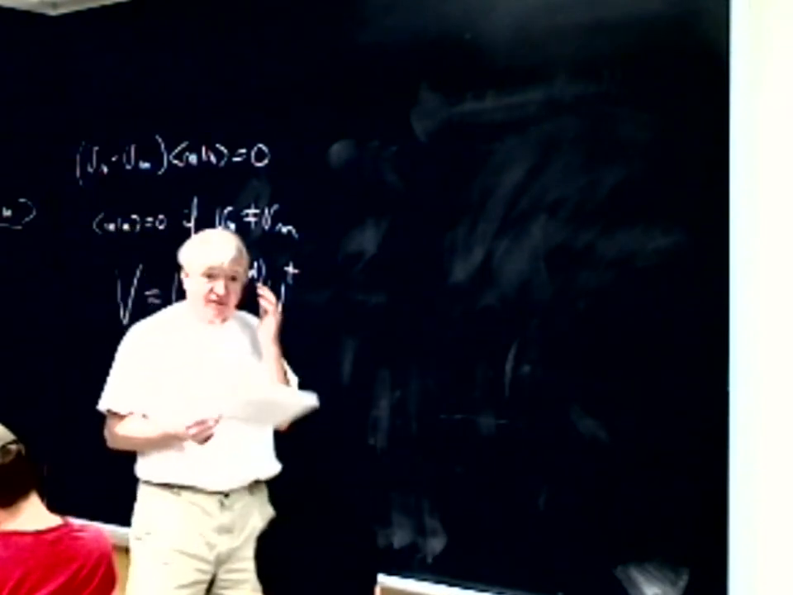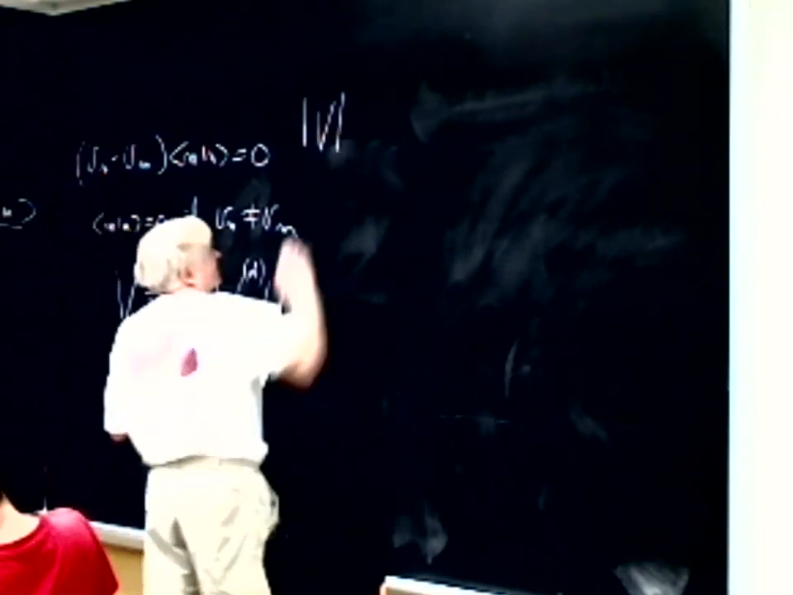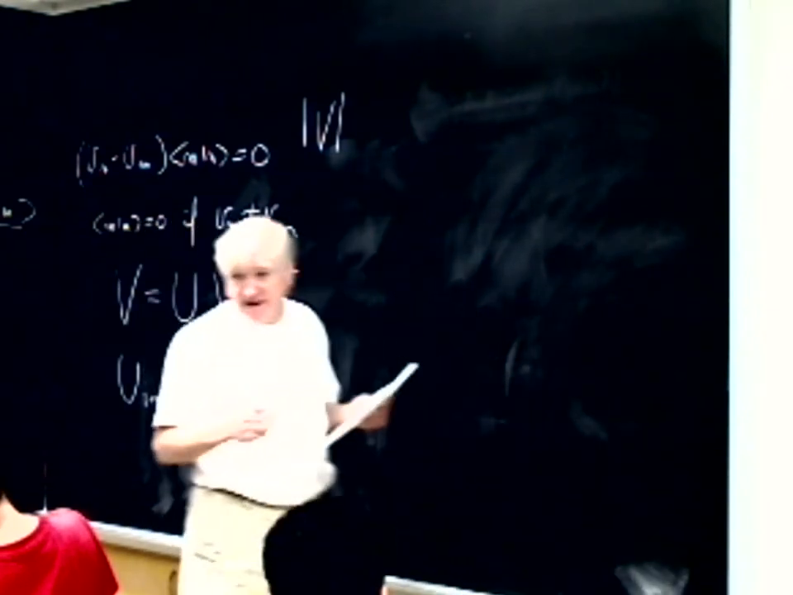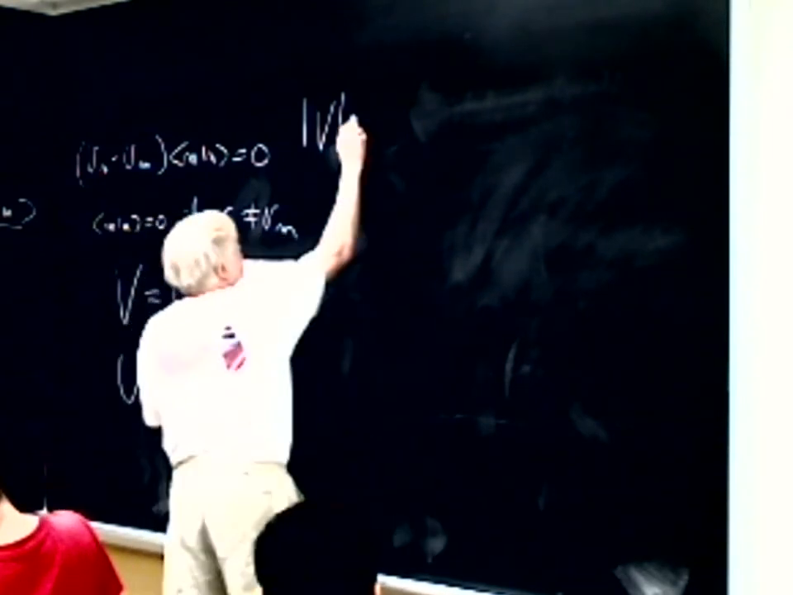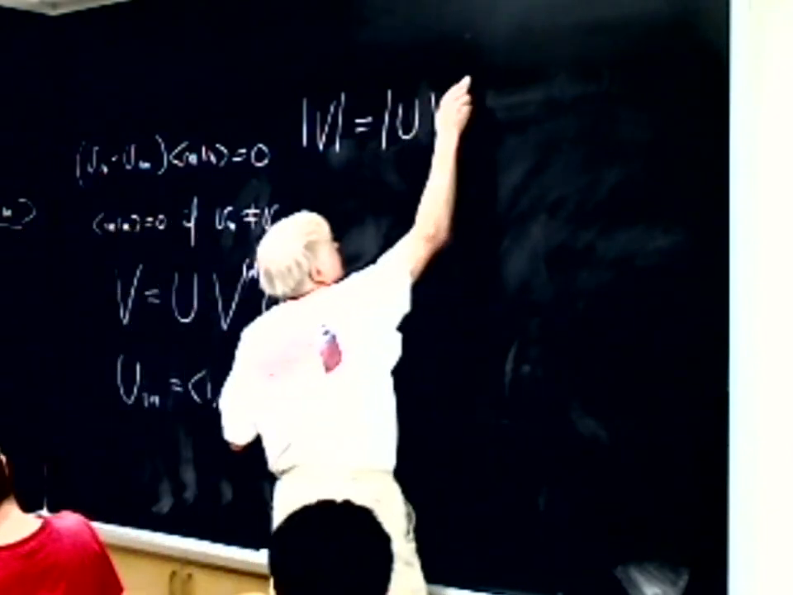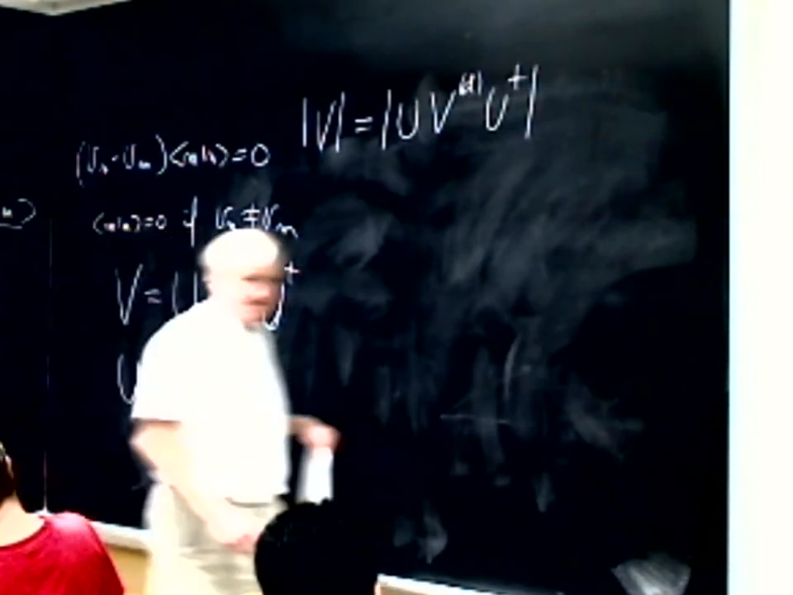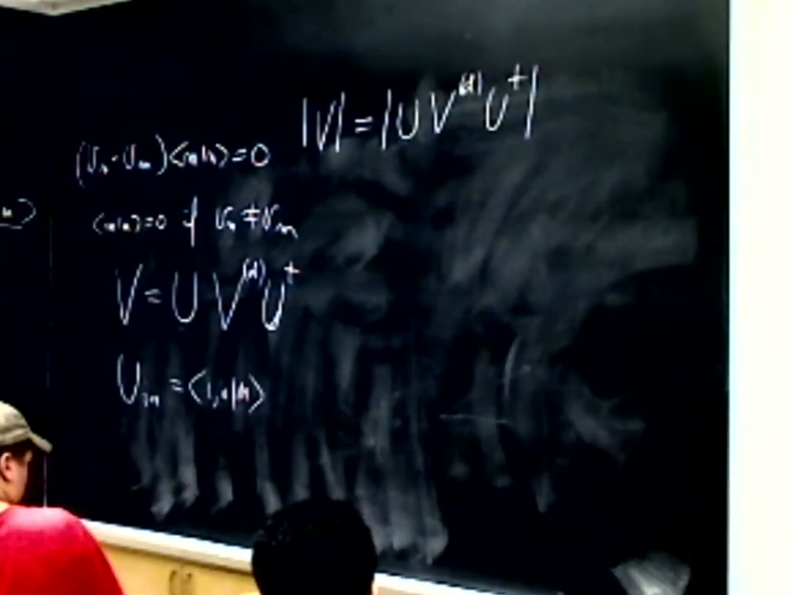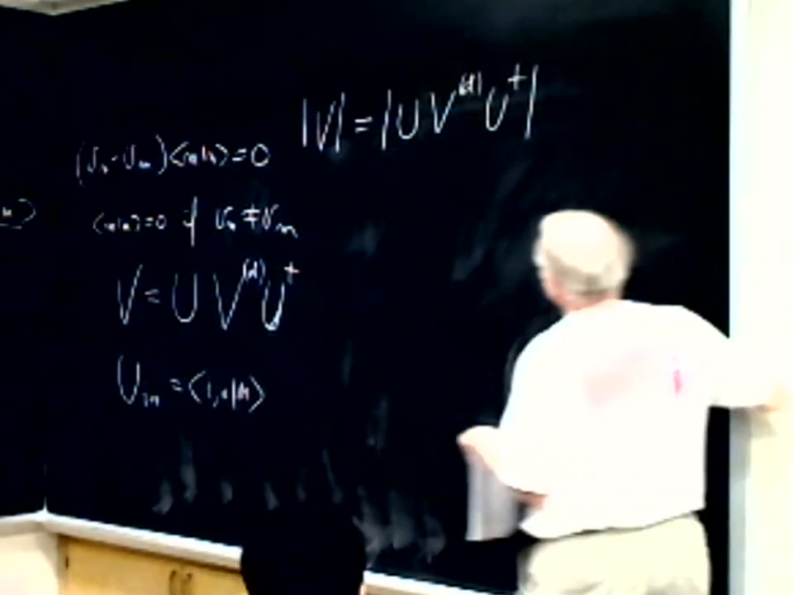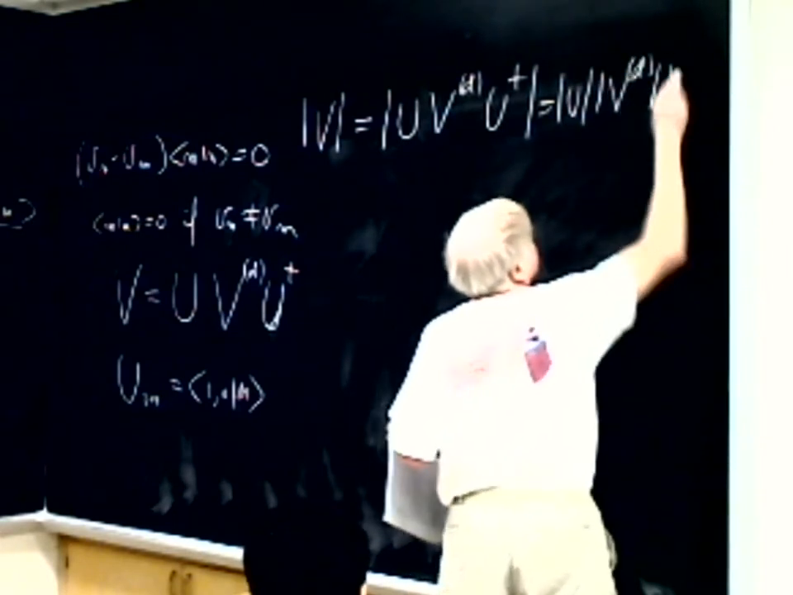So let's think about the determinant of a normal matrix as a particularly simple form. Remember, absolute value of a matrix is another way of writing determinant. So the determinant of the matrix V can be written in diagonal form, so it's the determinant of U V_D U dagger. But you remember the determinant of a product of matrices is the product of the determinants of the matrices. So this is equal to determinant U, determinant V_D, determinant U dagger.